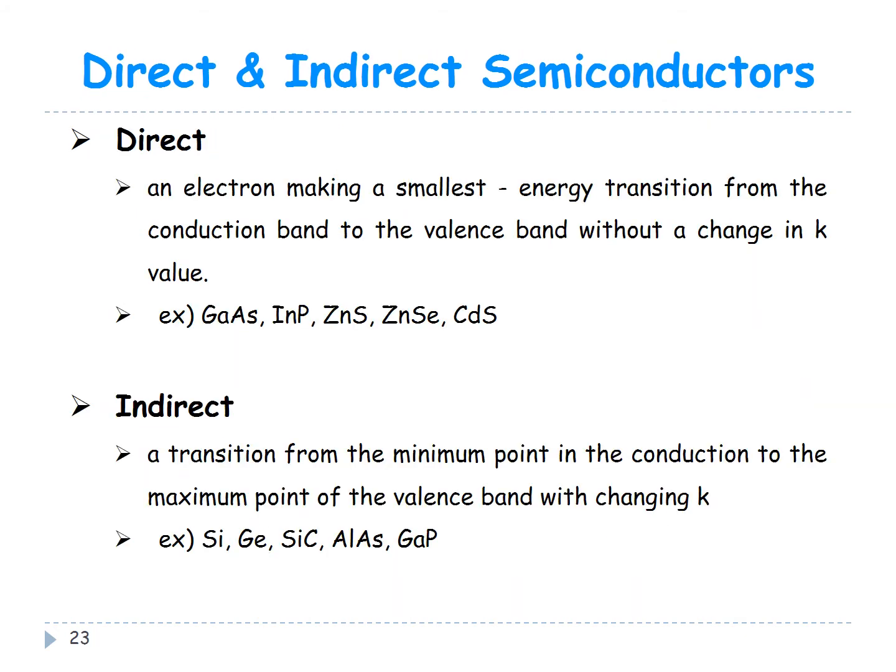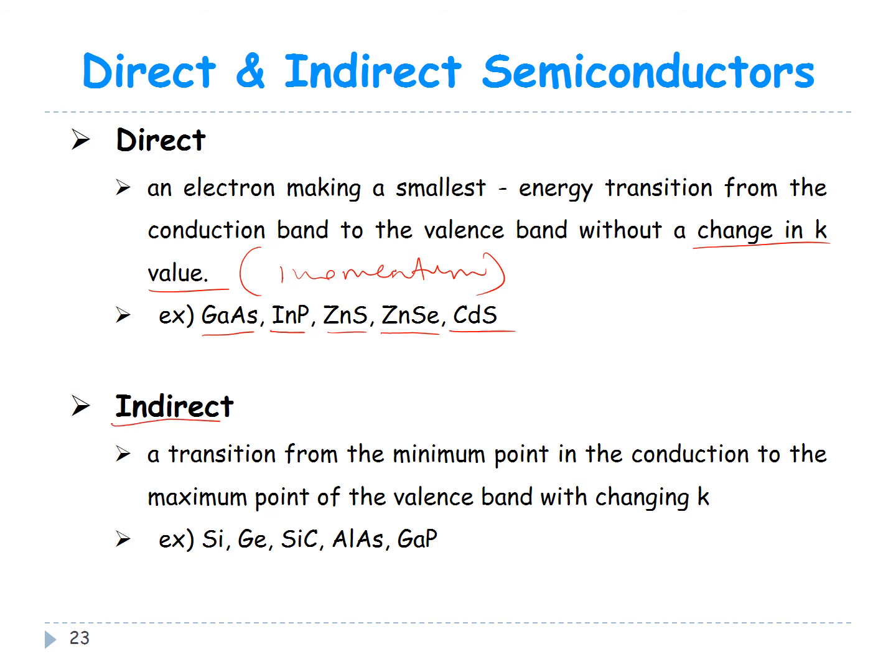Here are some examples of direct and indirect semiconductors. In a direct semiconductor, an electron makes the smallest energy transition from the conduction band to the valence band without a change in the K value, and this is equivalent to no change in momentum. Examples of direct semiconductors are gallium arsenide, indium phosphide, zinc sulfide, zinc selenide, and cadmium sulfide.